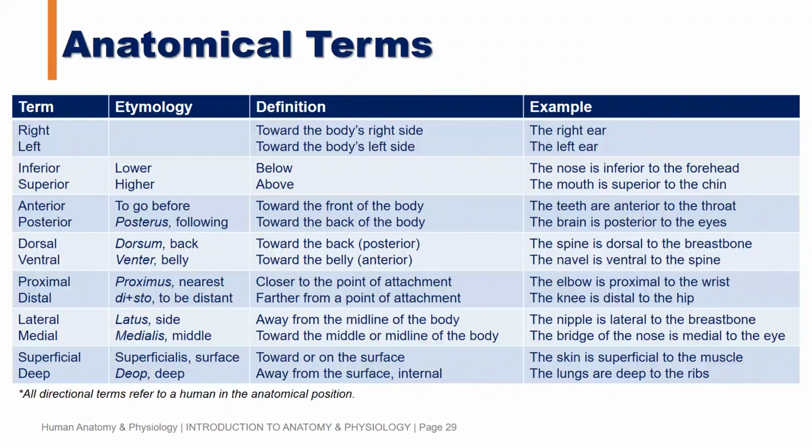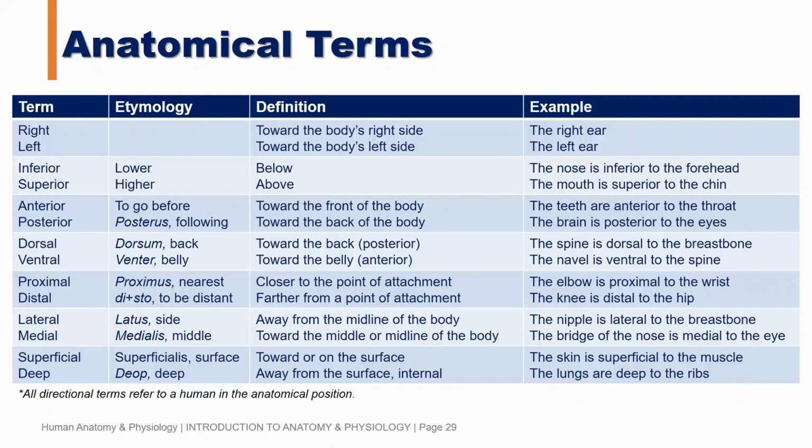Then you have proximal and distal. All this etymology is either Latin or Greek, okay? So we have proximus, which literally means nearest, and then distal is a combination of the words dia plus stare, so it means to be distant. When it is closer to the point of attachment, you can say the elbow is proximal to the wrist. But when it is farther from the point of attachment, you can say the knee is distal to the hip.